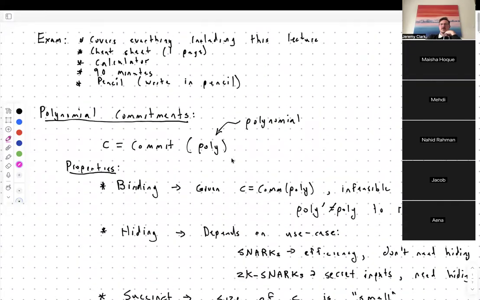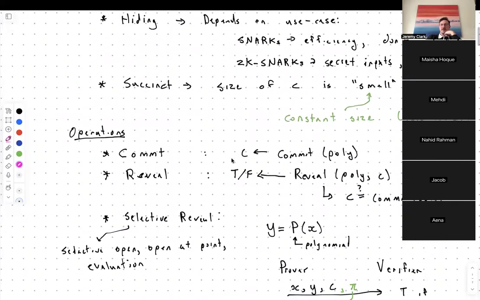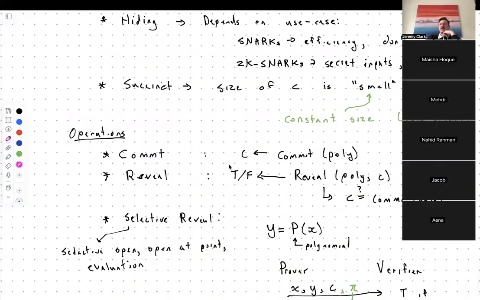Okay, so that's the setup of what a polynomial commitment is. Are there any questions on that so far?